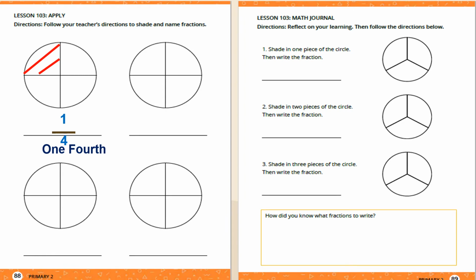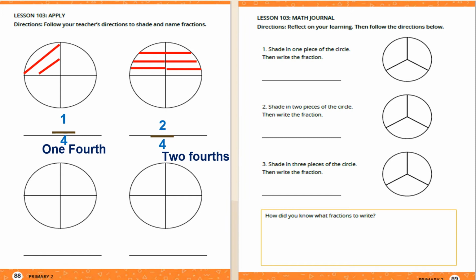Okay, in the second one, I will shade 2 parts. How can I write the fraction of this shape? I will count 1, 2. This is the number of colored parts. Okay, and how many total parts? 1, 2, 3, 4. So 2/4.